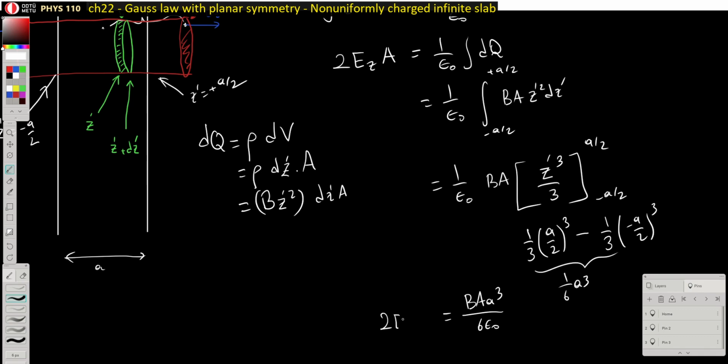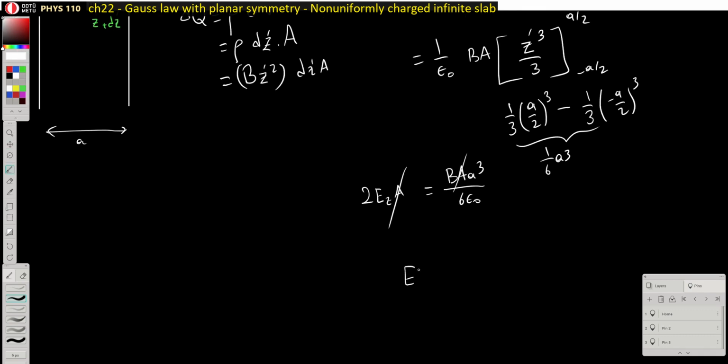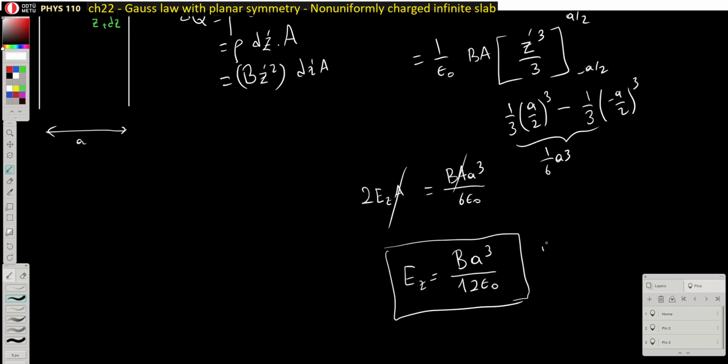And the left-hand side is 2 E z times the area. The base area cancels. And so therefore, we get the electric field outside as b times a cubed divided by 12 epsilon 0. Okay, it's again constant, independent of z.